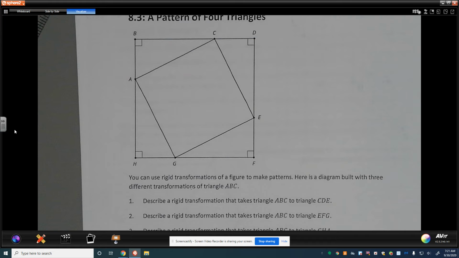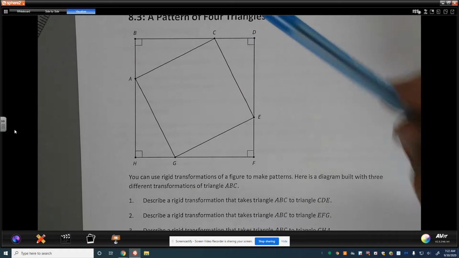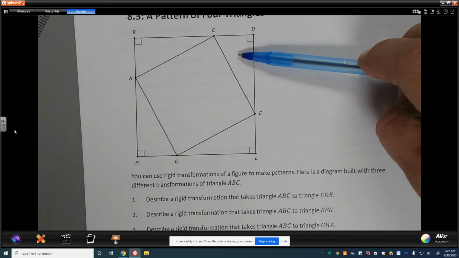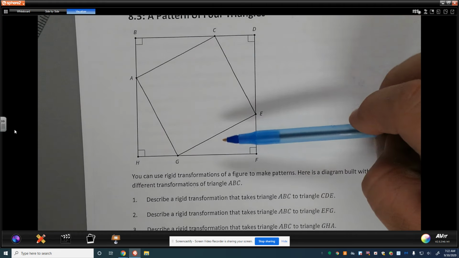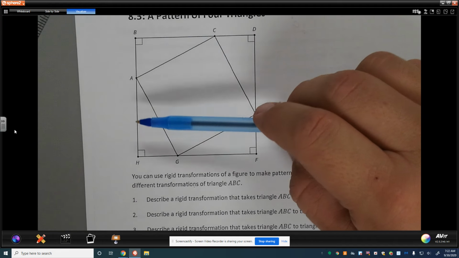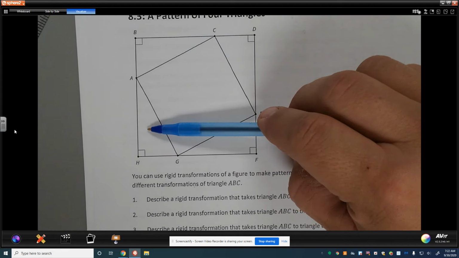Now, as you look at this, you're probably looking at that saying, Mr. Quilter, how is this a challenge? Well, let's look at it first. It says you can use rigid transformations of a figure to make patterns. Here's a diagram built with 3 different transformations of triangle ABC. First, we see that there's a rigid transformation that takes triangle ABC to triangle CDE. And then we have another one that takes triangle ABC to triangle EFG. And then triangle ABC to triangle GHA.